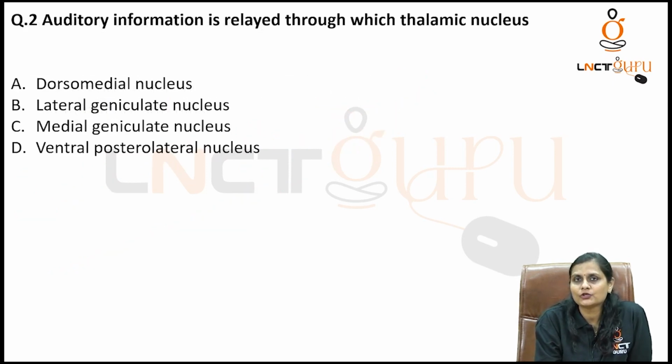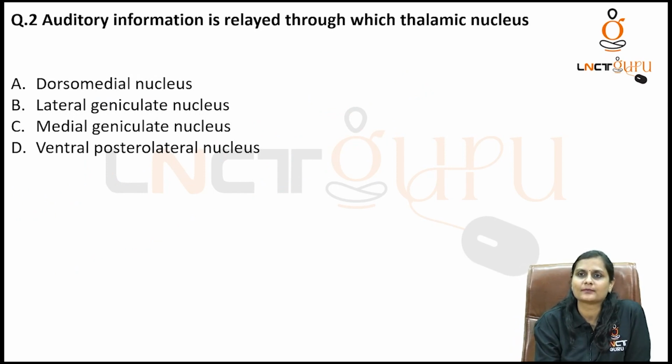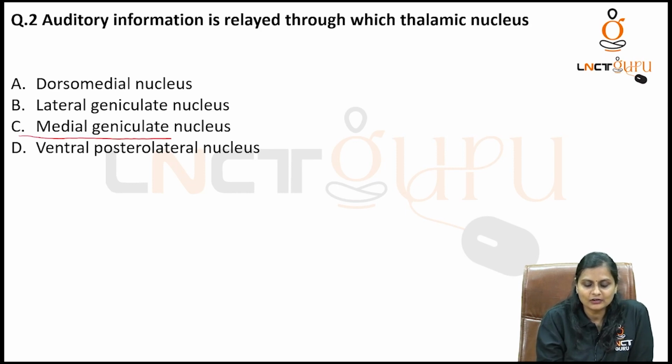Auditory information is relayed through which thalamic nucleus? The options for this question are option A, dorsomedial nucleus, option B, lateral geniculate nucleus, option C, medial geniculate nucleus, and option D, that is ventral posterolateral nucleus. The answer for this is your medial geniculate nucleus.